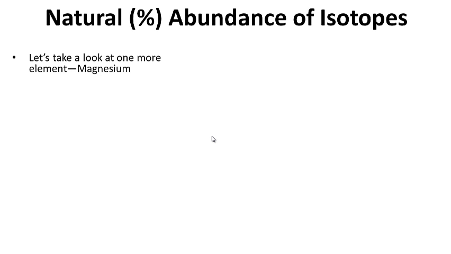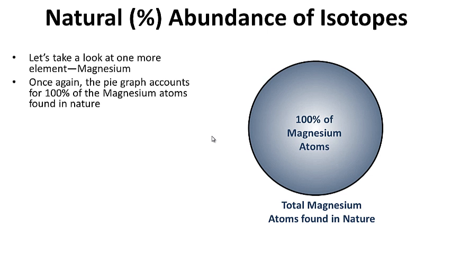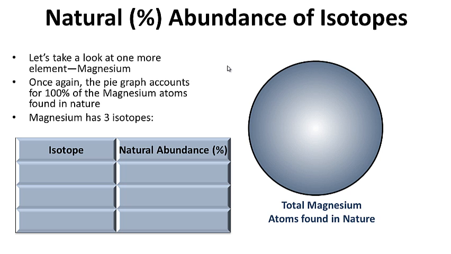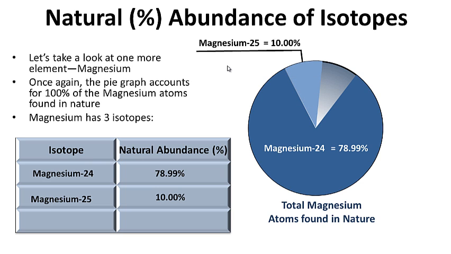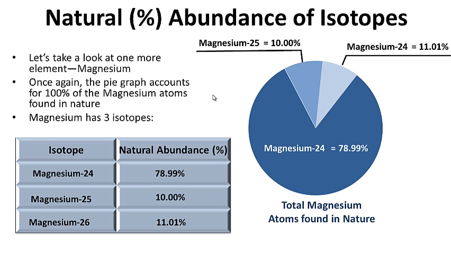So let's take a look at one more element, magnesium here, and its natural abundance. Let's say once again this pie graph accounts for 100% of the magnesium atoms found in nature. Well, magnesium has three isotopes. Magnesium-24, which has a natural abundance of 78.99%, and magnesium-25, which has a percent abundance of about 10%. And as you might have guessed here, magnesium-26 has a natural abundance of 11.01%. So notice they always add up to 100% here.